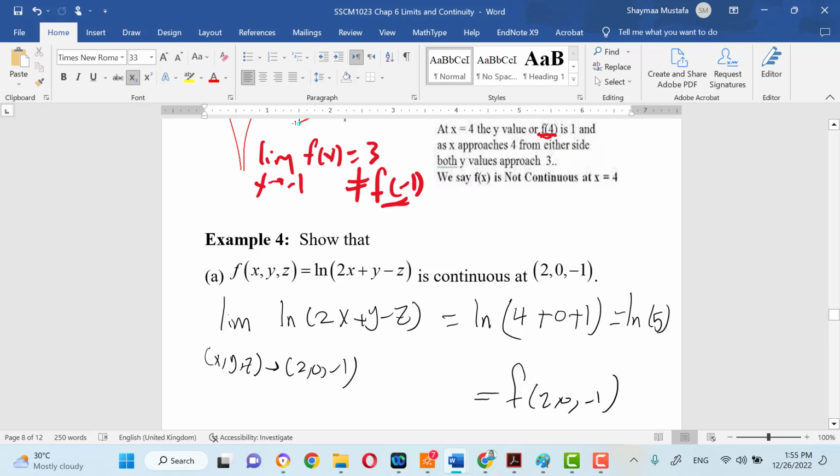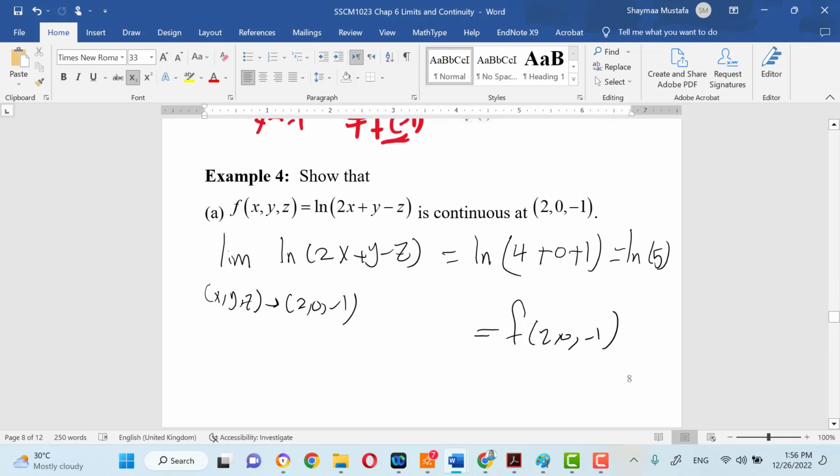First, we need to calculate the limit at this point. So direct substitution for x equal to 2, y equal to 0, z equal to -1. We have ln of 2 multiplied by 2, which is 4, y is equal to 0, z is -1, and we have another minus here, which becomes plus. So we have ln 5.